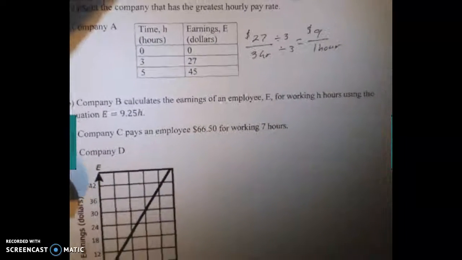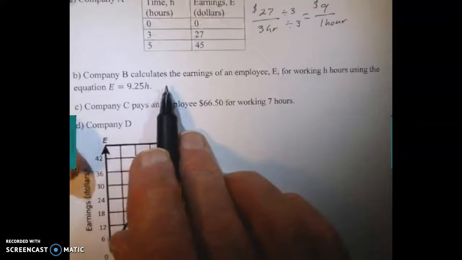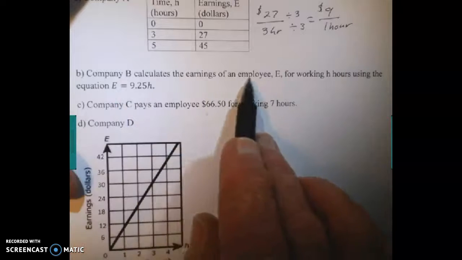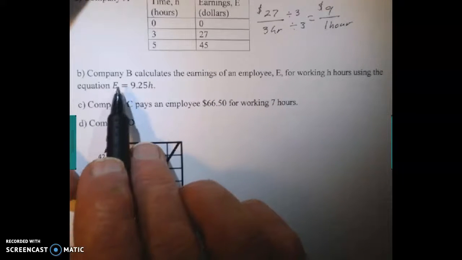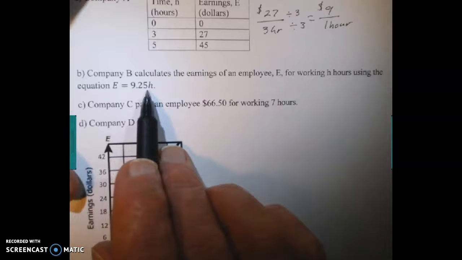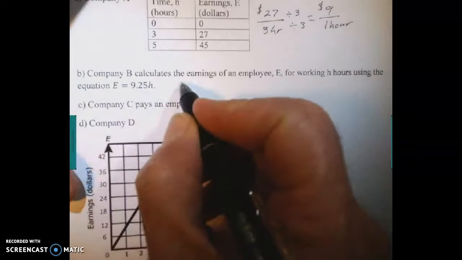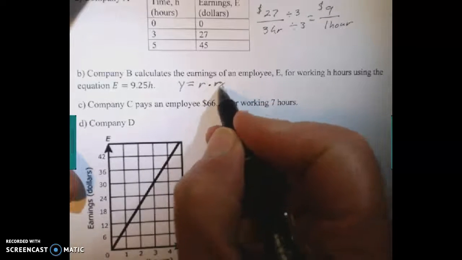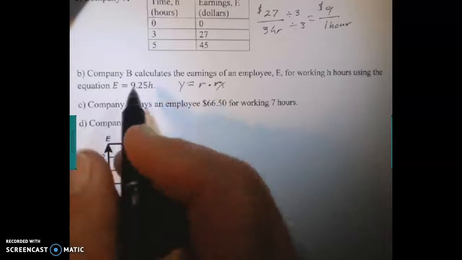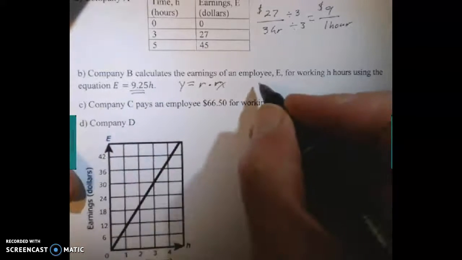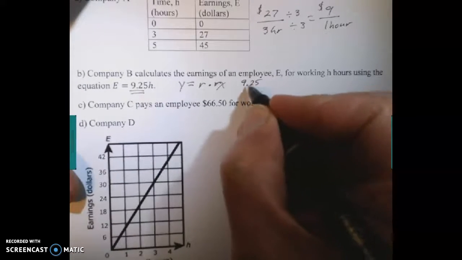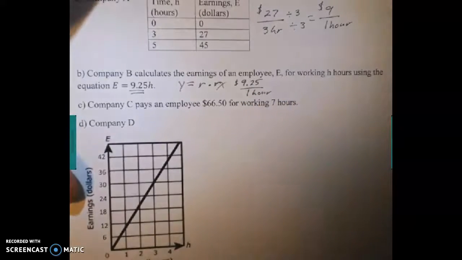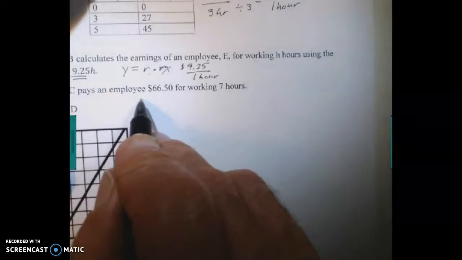All right. Company B, they give you an equation for them, and it says they work 8 hours. Their equation for their amount of earnings is going to be E equals 9.25 times H. Remember, your equations are Y equals R times X, where R is the unit rate right there. That's the unit rate. This is $9.25 per hour.